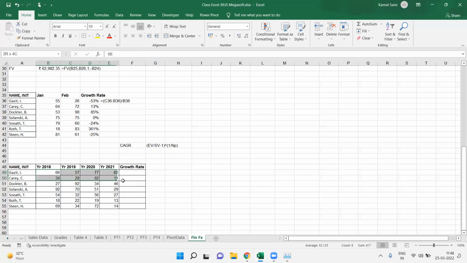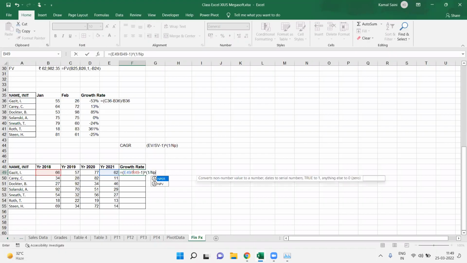So how many periods do we have here? It seems like 4 here, but we won't say 4. We will say it is 3 periods. Why? Because 18 to 19 is 1, 19 to 20, and 20 to 21. So it works as end value divided by start value, whole to the power 1 by number of periods, which is 3 for us.